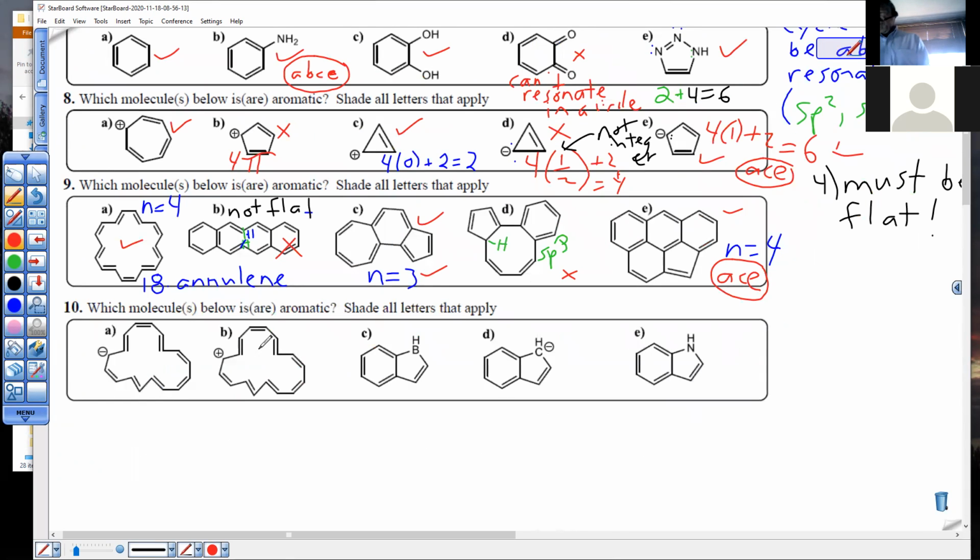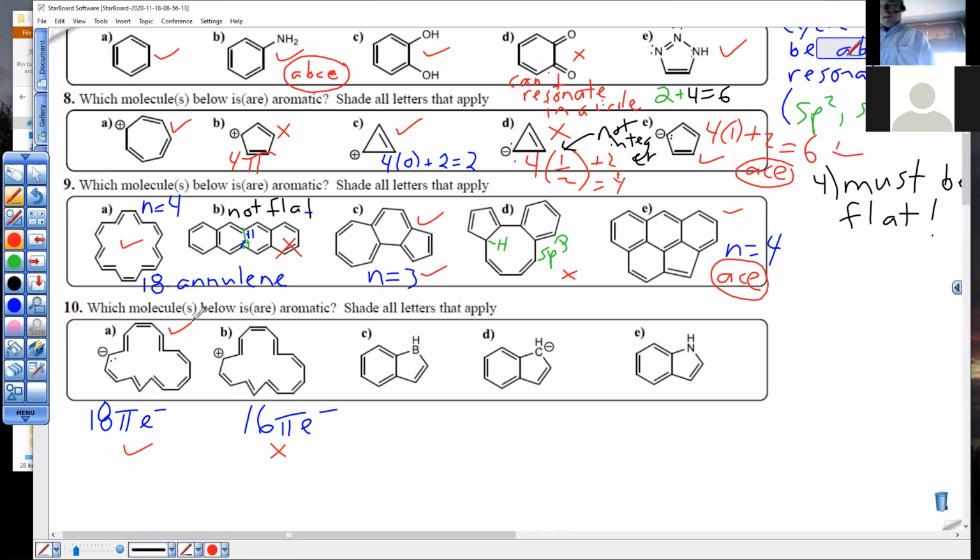Which molecules below are aromatic? Same story. This one looks very strange again. But let's see. 2, 4, 6, 8, 10, 12, 14, 16, 18 if you use the lone pair, which you would have to. And which means this one's not going to work at all. And so I'm liking this one and not liking this one.